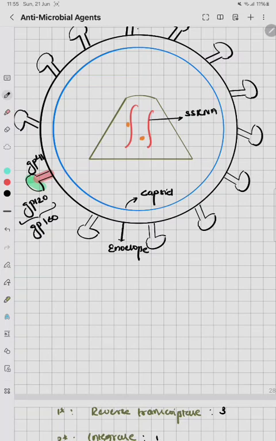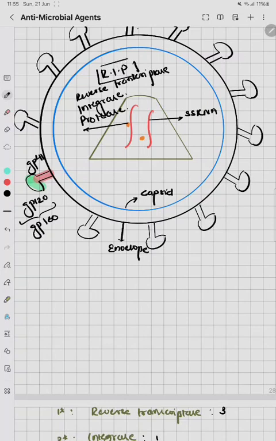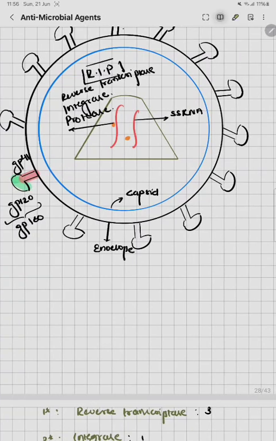It has few proteins. I'll just mention the most important ones. Reverse transcriptase, and integrase, and protease. So that's RIP for you. You can remember it with the mnemonic RIP.